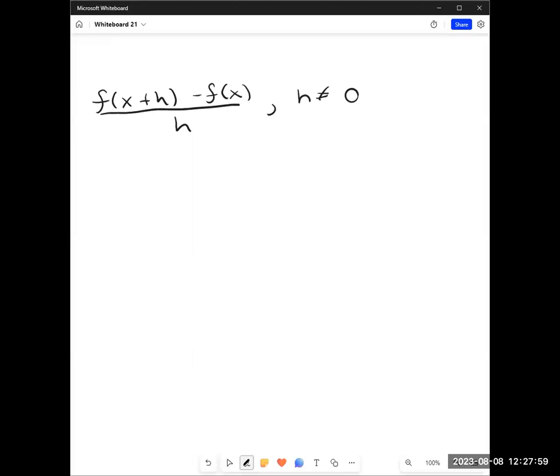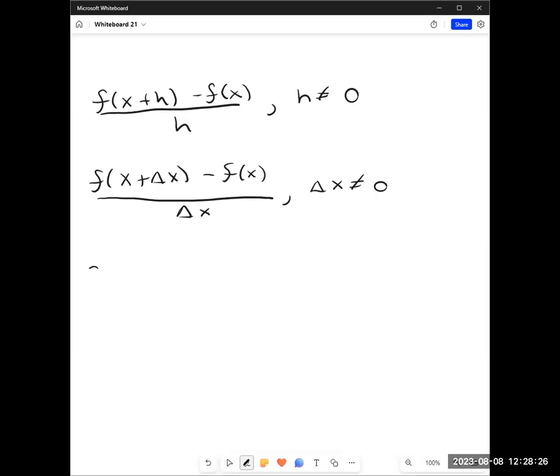If you are in a calculus course, you're not going to use the letter h, you're going to use the symbol delta x instead, and that is the same thing. And I'm going to use this second form of it here so that I can say that my slope, which we call m, is equal to y2 minus y1 over x2 minus x1.